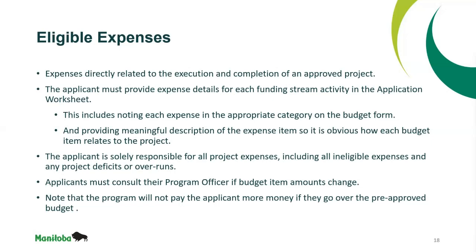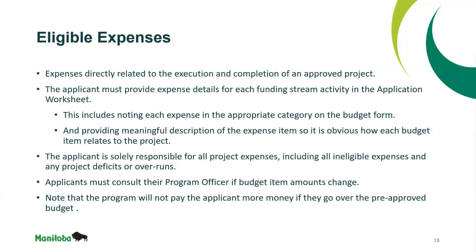The applicant is solely responsible for all project expenses, including all ineligible expenses and any project deficits or overruns. Applicants must consult their program officer if budget item amounts change. So changes are possible, but you're not allowed to surprise the program officer with those changes. You need to contact the program officer prior to making any changes to have them approved. Note that the program will not pay the applicant more money if they go over the pre-approved budget.